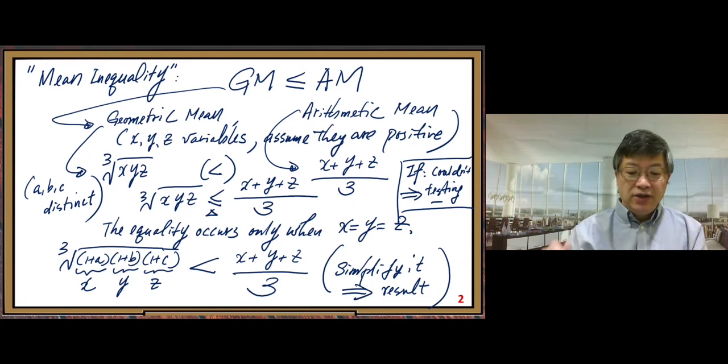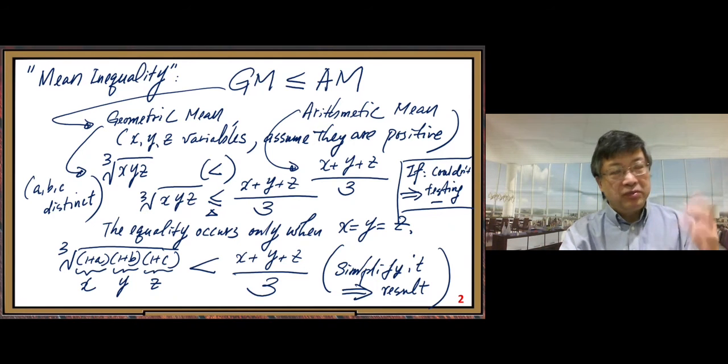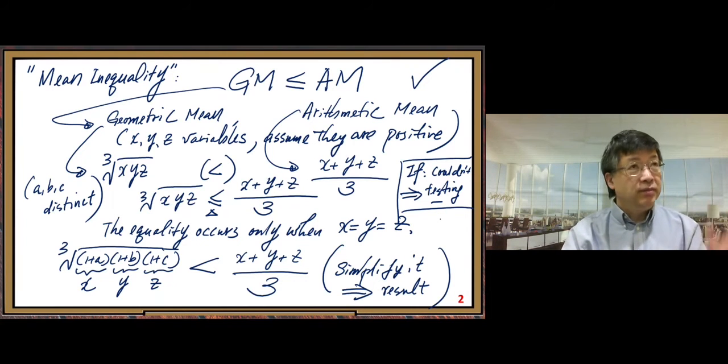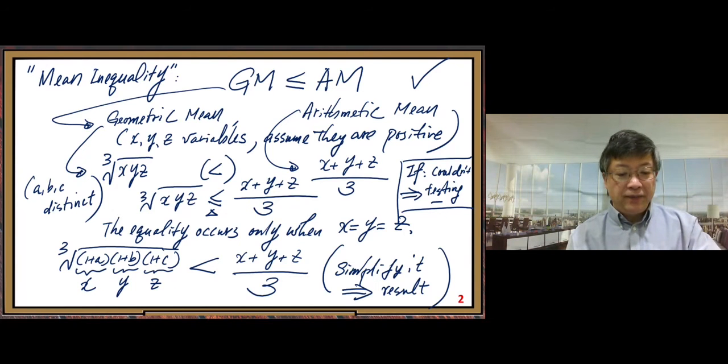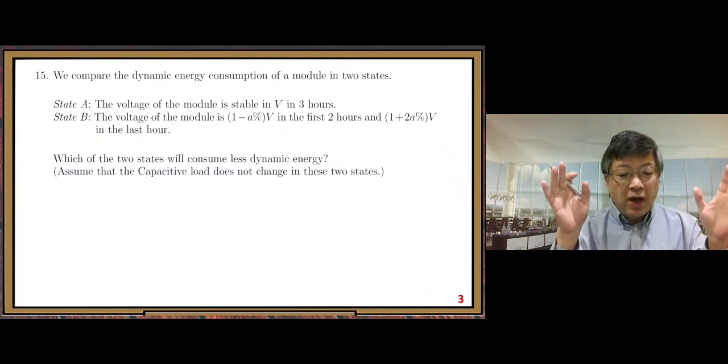So this way is the theoretical way. That's the experimental way, by experiment. All right, so that's question 9. Next question, question number 15.